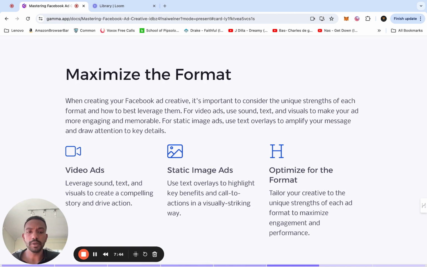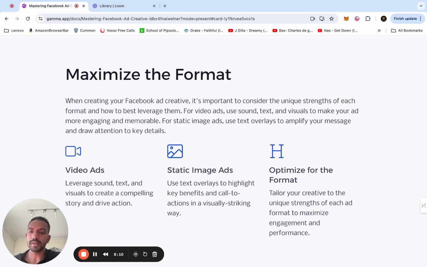And then lastly is going to be optimizing your format. So tailor your creatives for the unique strengths of each and maximize the engagement and performance by tailoring it. So with static images, what you could do is a carousel. Each point in the carousel should end with a cliffhanger in a sense. You want people to keep scrolling. You want people to buy into whatever the story is that you're selling.